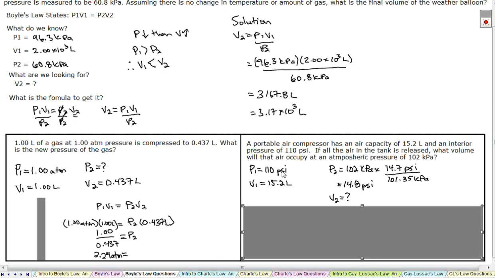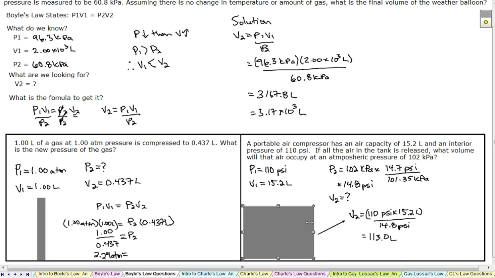So we notice here that we go from 110 PSI down to 14.8. So P1 is much greater than P2. That would have to mean then that V1 is smaller than V2. It'd have to be the opposite. If this is big and this is small, then this has got to be small and that's got to be big. And we'll take a look and see what we got for our answer.